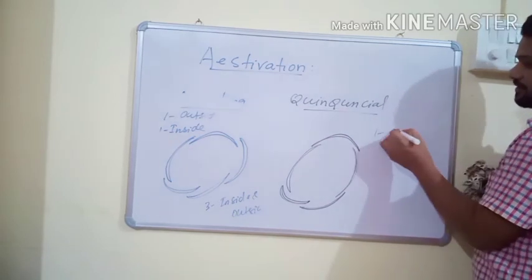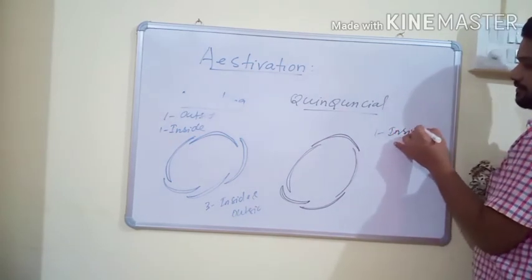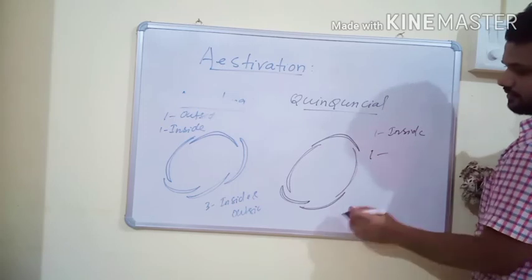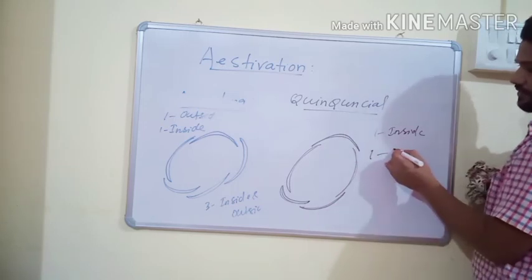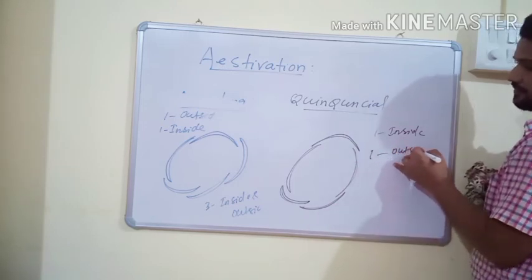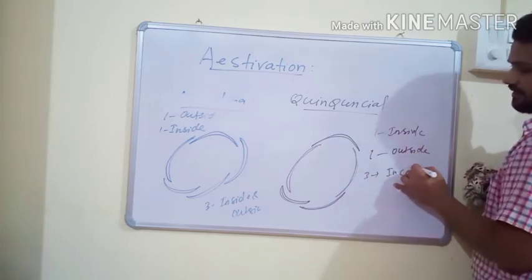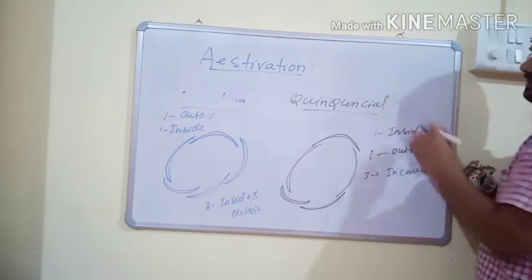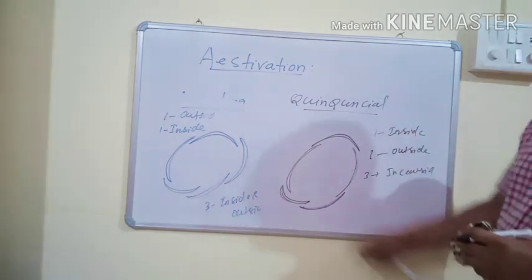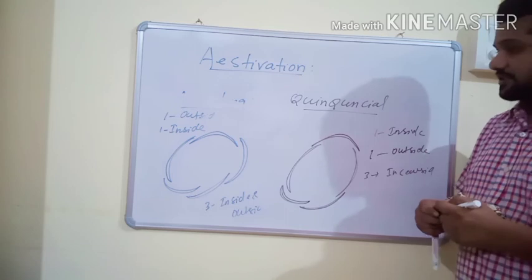one petal is totally inside and one petal is totally outside, and three petals again are in and outside. It is the quincuncial estivation. So these are the different types of estivation patterns.